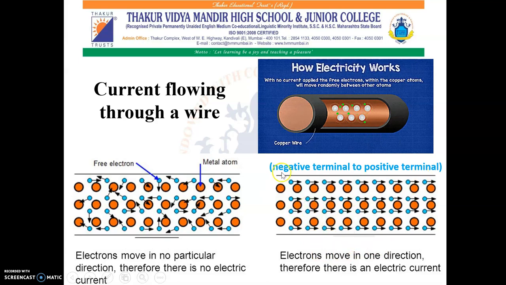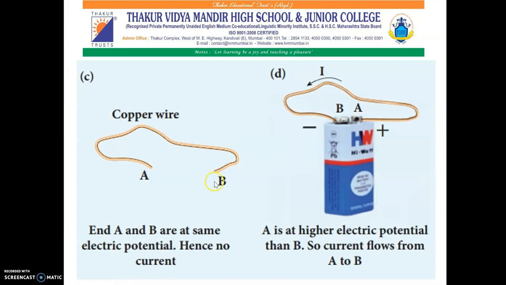Here you can see the copper wire is not connected to a battery. So the ends A and B are at the same electric potential. Hence, there is no electric current flowing through this wire. But here in this case, the wire is connected to a battery. So A is at a higher electric potential than B. Therefore, the current will flow from point A to point B.